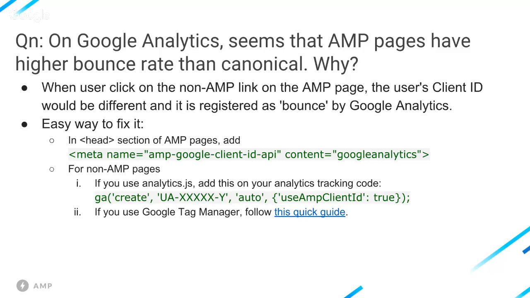So what you need to do on the AMP pages, on the header section, you want to add this code, the first one, the meta name. And for the canonical or the non-AMP pages, depending on whether you're using JavaScript, analytics.js, or Google Tag Manager, you can follow these two steps that I highlighted just now.